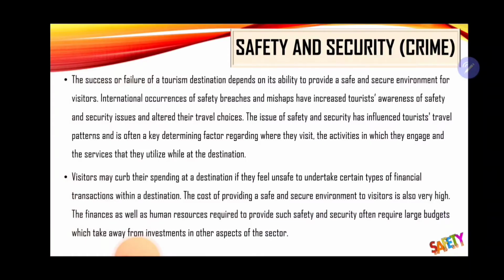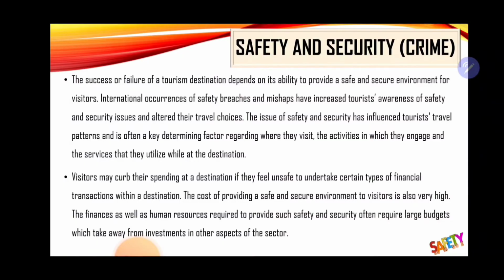International occurrences of safety breaches and mishaps have increased tourist awareness of safety and security issues and have altered their travel choices. The issue of safety and security has influenced tourist travel patterns and is often a key determining factor regarding where they visit, the activities in which they engage, and the services that they utilize while at these destinations. Visitors may even want to curb their spending at the destination if they feel unsafe to undertake certain types of financial transactions within a destination.